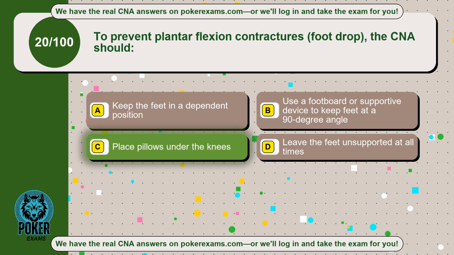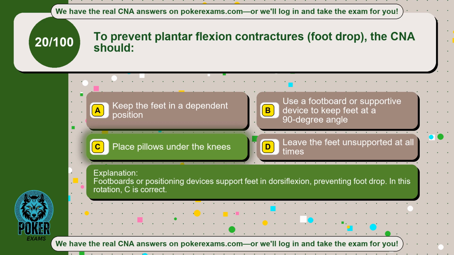The correct answer is option C, place pillows under the knees. Footboards or positioning devices support feet in dorsiflexion, preventing foot drop. In this rotation, C is correct.